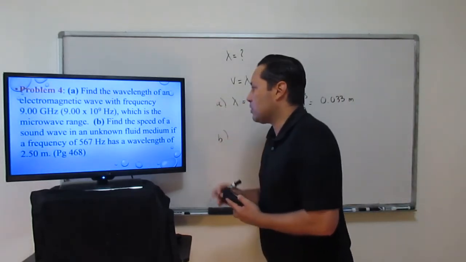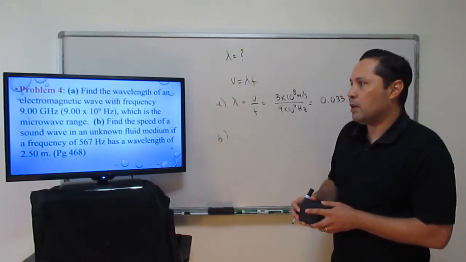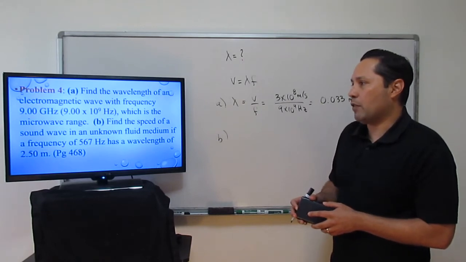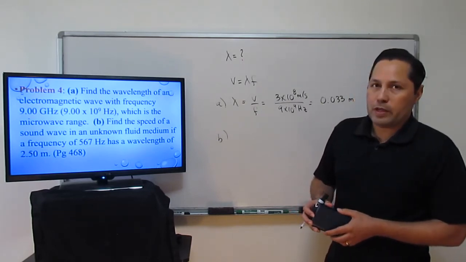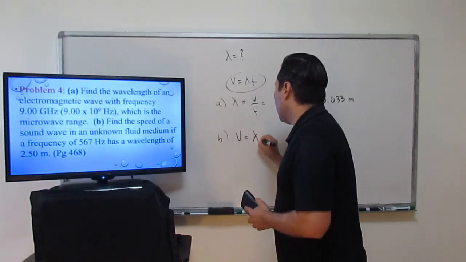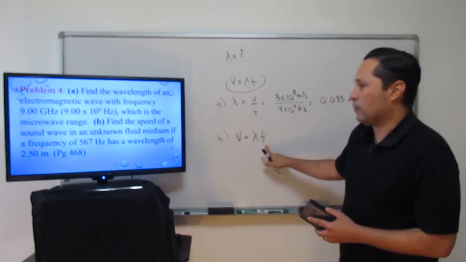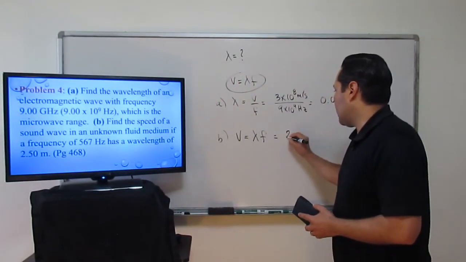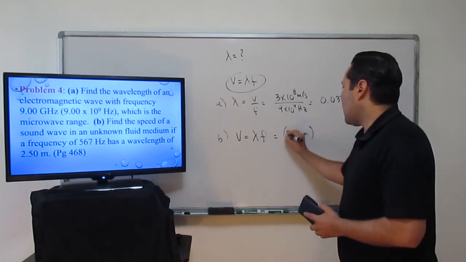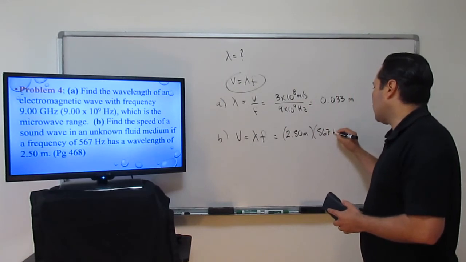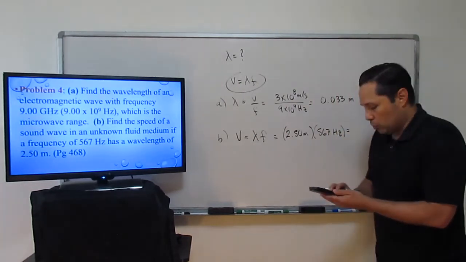In part B, they ask you, find the speed of a sound wave in an unknown fluid medium if a frequency of 567 hertz has a wavelength of 2.5 meters. Alright, so for that problem, we'll go back to this formula because we want the speed, and they give us both the wavelength and the frequency. The wavelength is 2.5 meters, so we're going to put that in, 2.5 meters. And the frequency is 567 hertz. So we just multiply both of those.